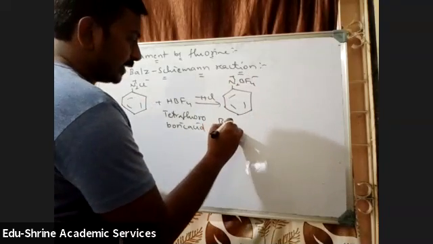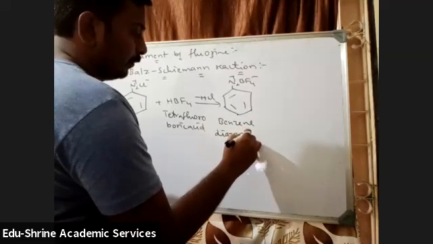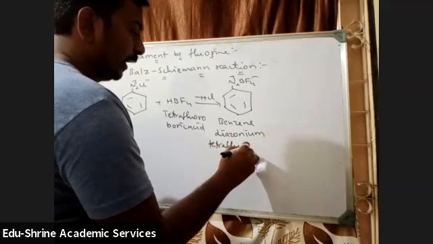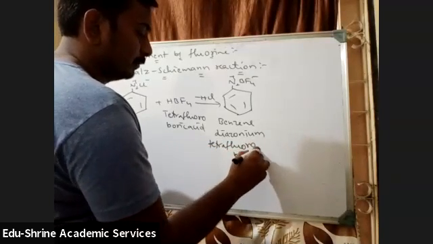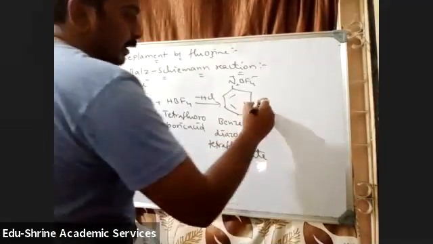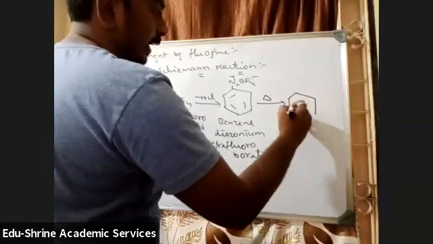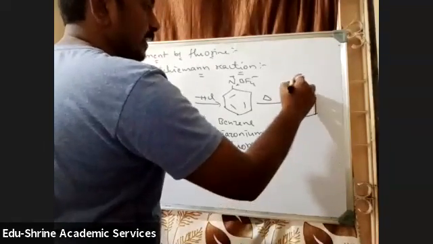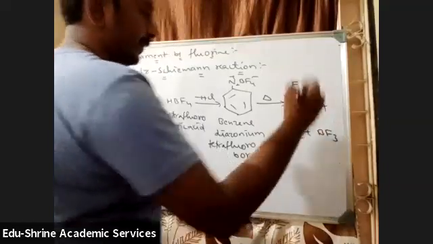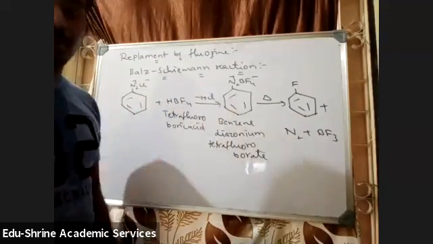This is called benzene diazonium tetrafluoroborate. If I heat this, you will get fluorobenzene plus nitrogen gas plus BF3. So this is how we can prepare fluorobenzene by using the Balz-Schiemann reaction.